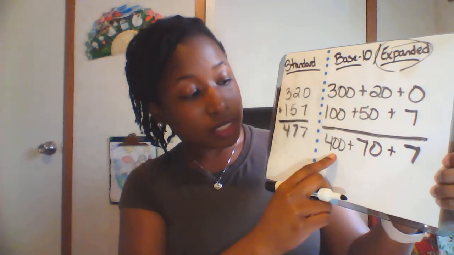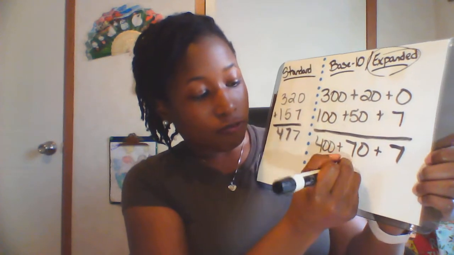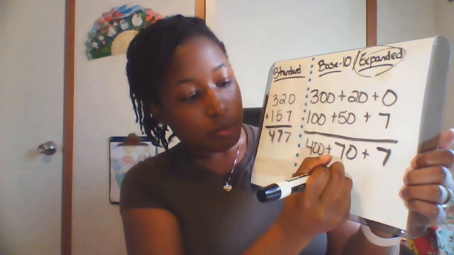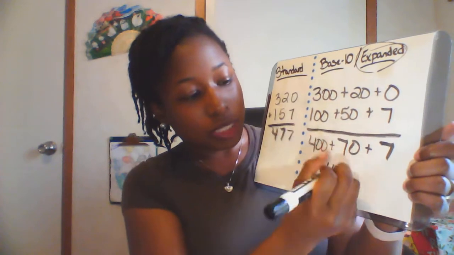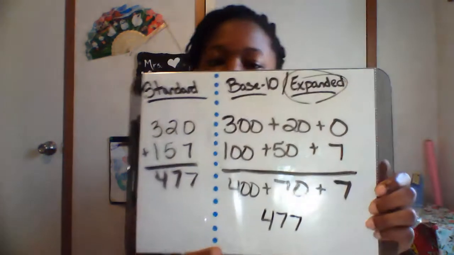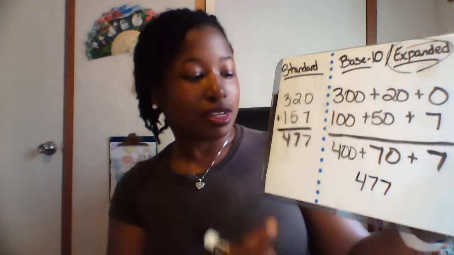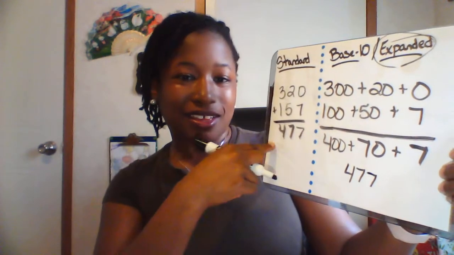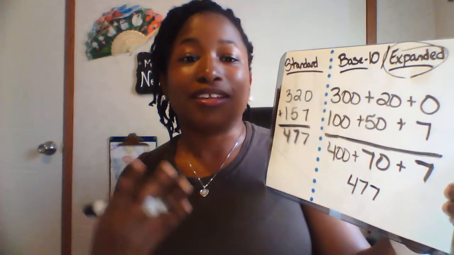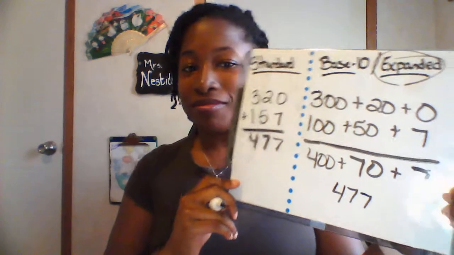Now, when you add those together, 400 plus 7 tens plus 7 ones, you get 477. The same thing that we got when we did it in standard form. Simple enough? Let's take a look at this with regrouping.